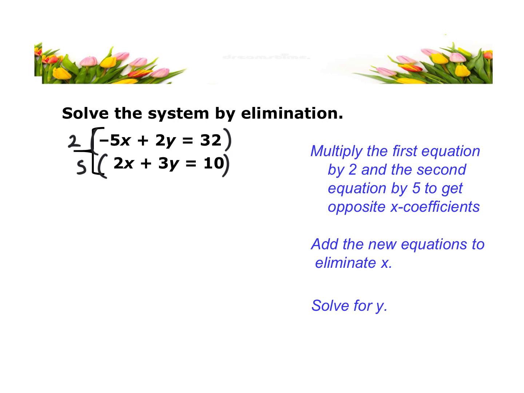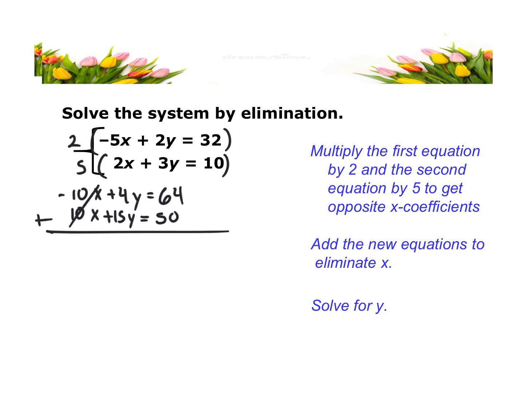Now, I'm going to multiply the top equation by 2 and the bottom equation by 5 so I can cancel the x's. So we're going to get negative 10x plus 4y is equal to 64. Now I'm going to multiply 5 times 2 is 10x plus 15y is equal to 50. Now I'm going to go ahead and add them. The x's cancel out, so we're left with 0x plus 19y is equal to 64 plus 50 is 114.